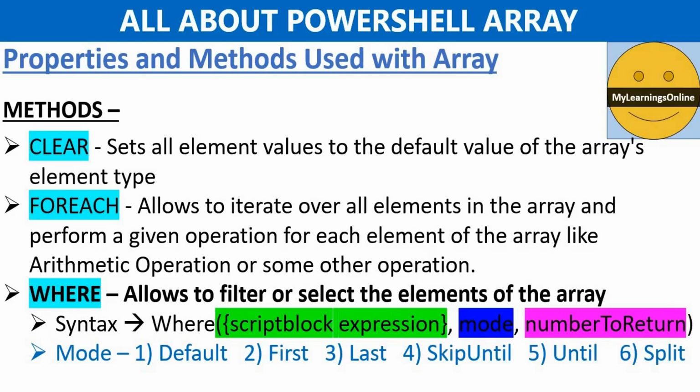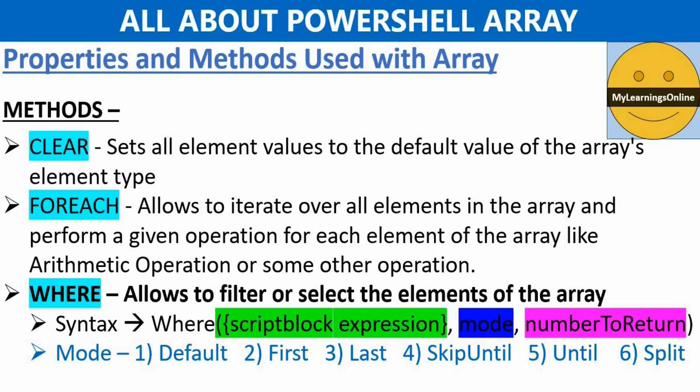Mode is an optional argument that allows additional capabilities, and it increases the effectiveness of this method. Number to return is an optional argument that allows the ability to limit how many items are returned from the filter. And acceptable values for mode are default, first, last, skip until, or split.